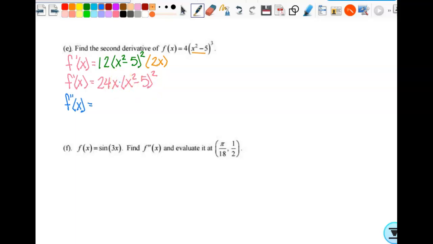So to do the product rule, my rule is to take the derivative of the first, so the derivative of that is 24, times the second, which is x squared minus 5 squared, right? The derivative of the first times the second, plus the first times the derivative of the second. So when I take the derivative of this, it is going to give me 2 times x squared minus 5 times what? 2x. Okay, because this is the outside, this is the inside.